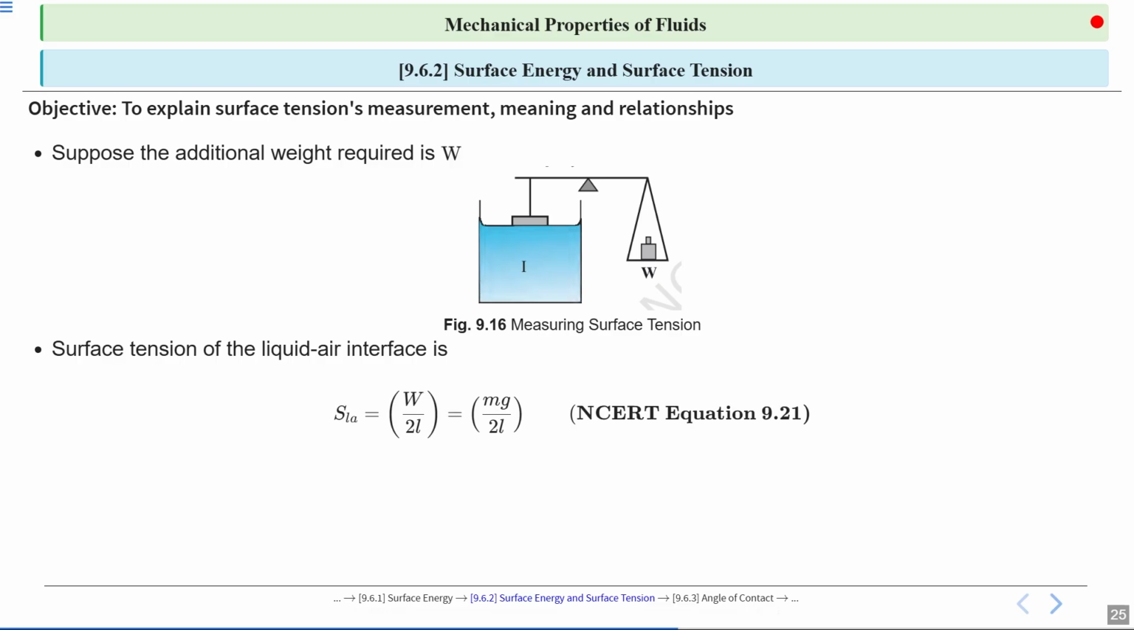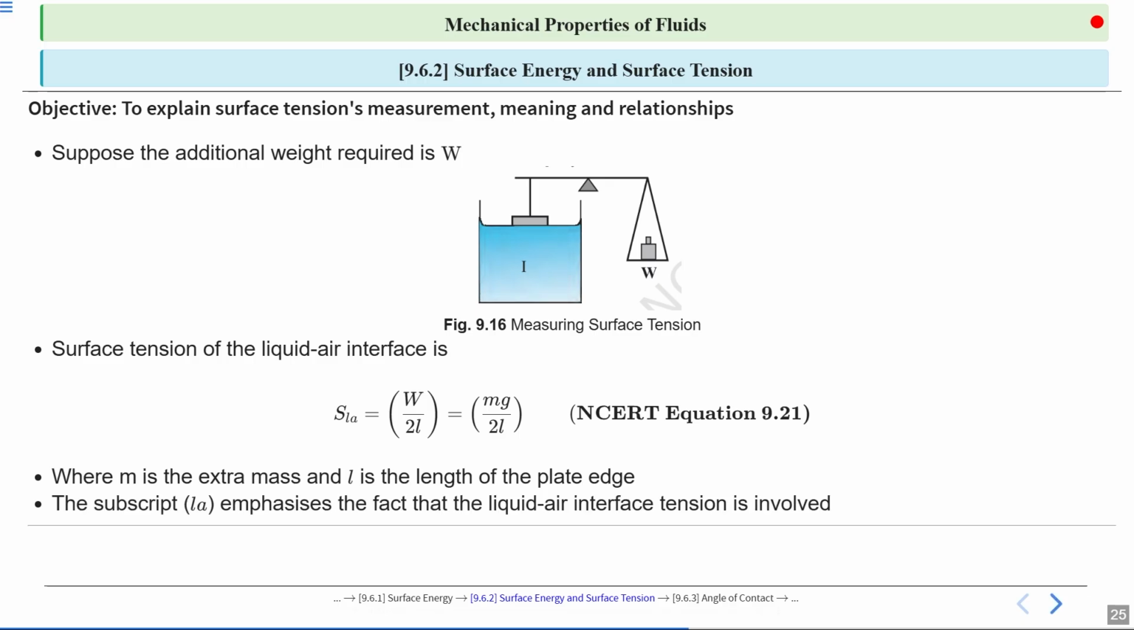The formula for surface tension in this case is S_la equals W divided by 2l, which is equal to mg divided by 2l, where m is the extra mass and l is the length of the plate. The subscript la emphasizes the fact that the liquid-air interface tension is involved. This distinction is important because surface tension can be different at different interfaces.